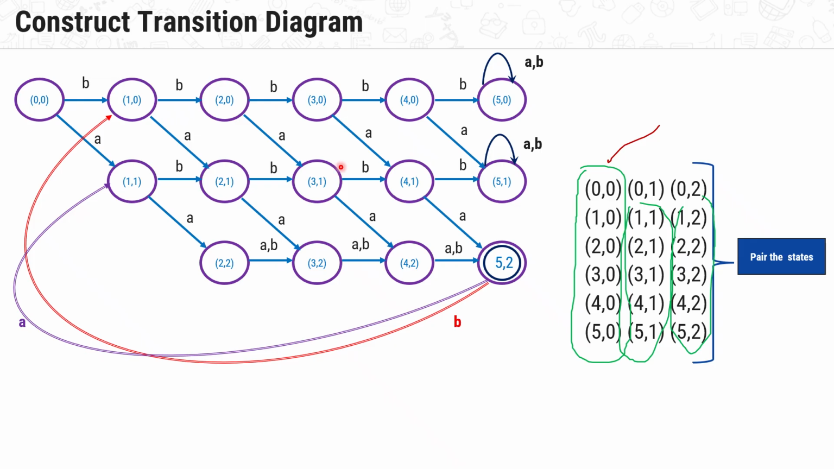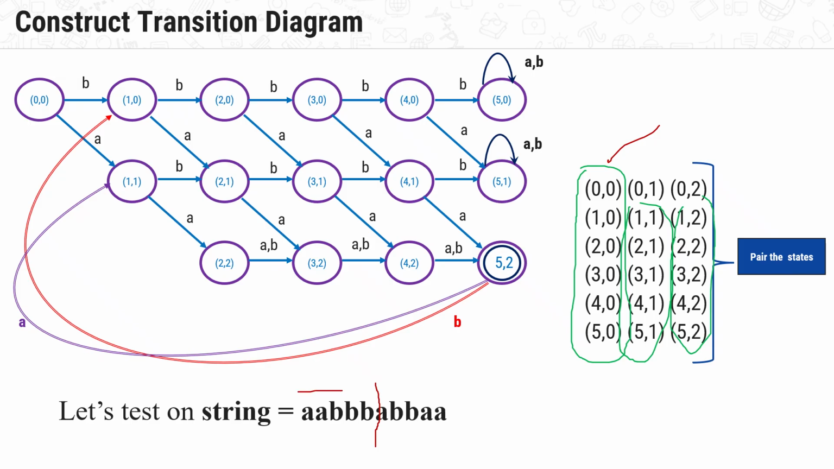This will be the complete transition diagram, and let us start testing a few examples on it. Let us test one string here. I'll take A, A, B, B, B. What is the length of this? Up to this, 1, 2, 3, 4, 5. So this will be the first window, and this will be the second window.